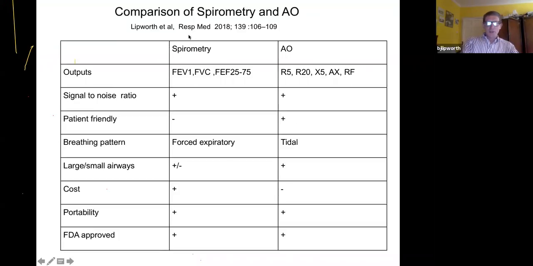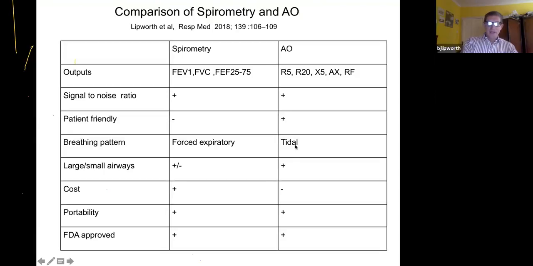So let's just look at a head-to-head. This is a review that I wrote, you might want to read in Respiratory Medicine, on the utility of measuring spirometry and airway oscillometry. So I think this table is useful. So the outputs, you already know what you get in airway oscillometry and spirometry. They both have an excellent signal-to-noise ratio. I think spirometry is not patient-friendly because it's quite hard to do a forced expiratory maneuver, particularly in COPD, breathing out all the way to residual volume.